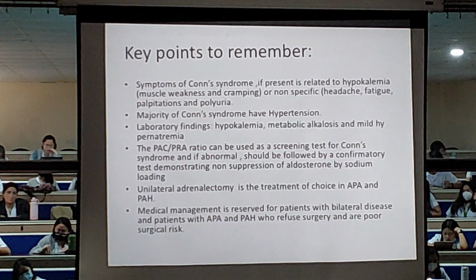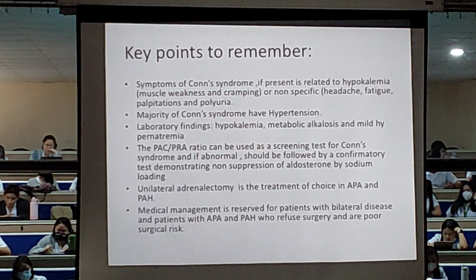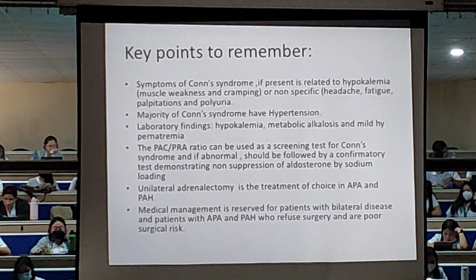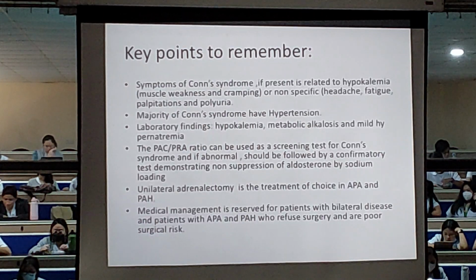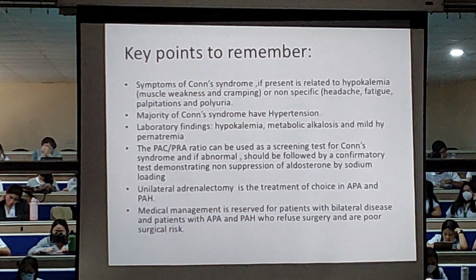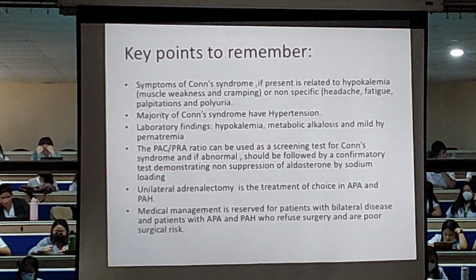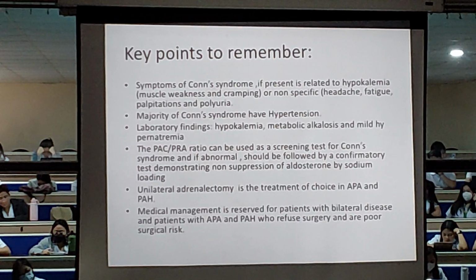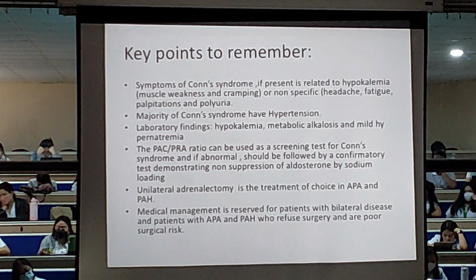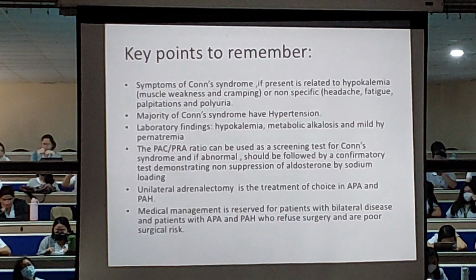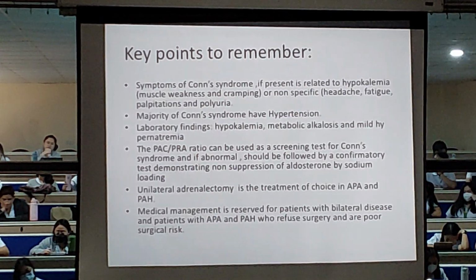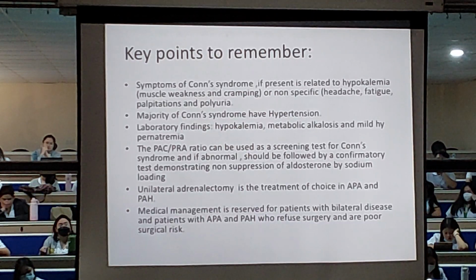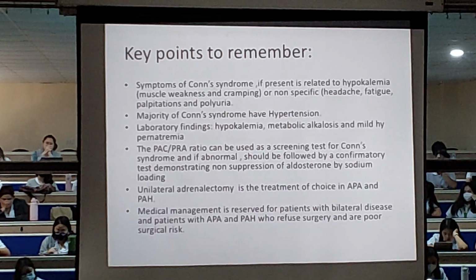So what are the key points to remember? Again, symptoms of primary hyperaldosteronism, if present, are related to hypokalemia. These manifestations include muscle weakness and cramping, or non-specific symptoms such as headache, fatigability, palpitations, and polyuria. The majority of patients have hypertension. Laboratory findings may include persistent hypokalemia. Patients may have metabolic alkalosis on ABG and mild hypernatremia.